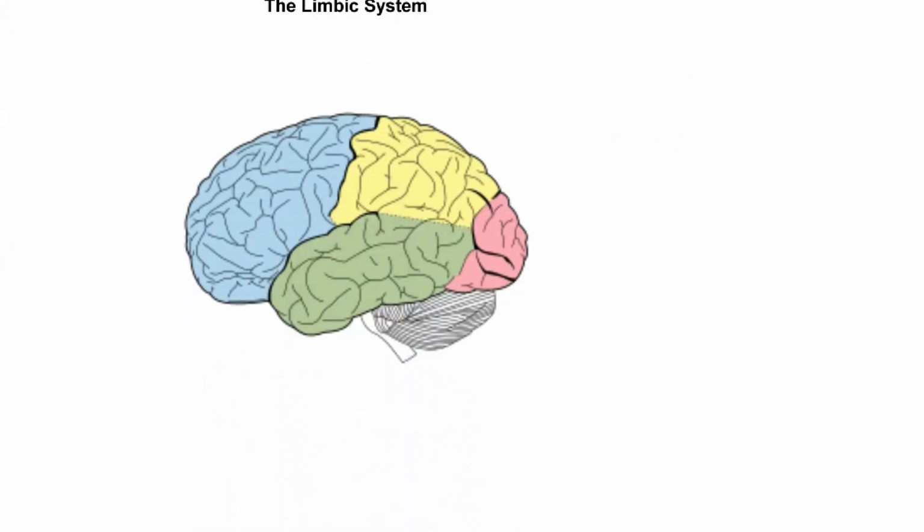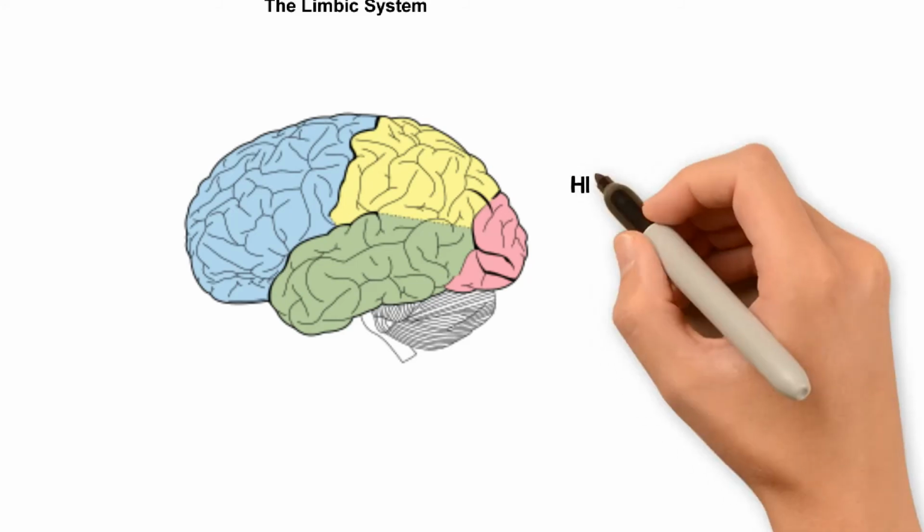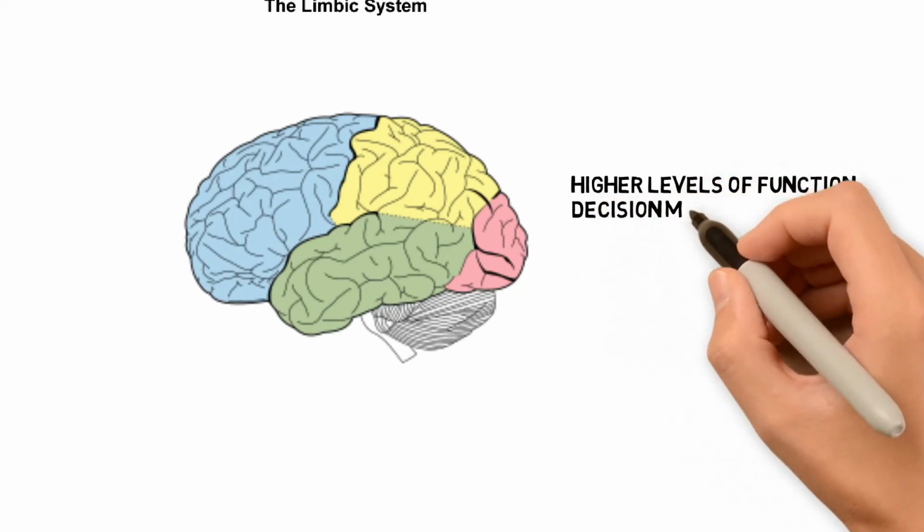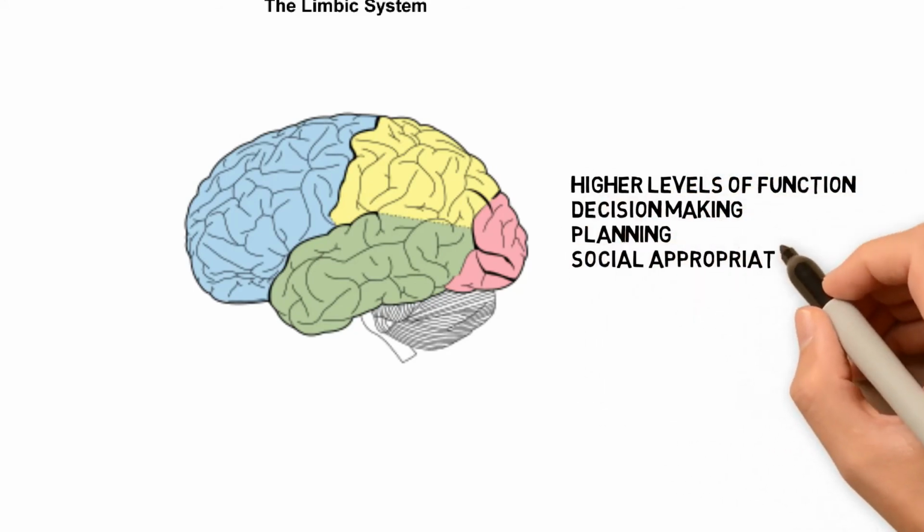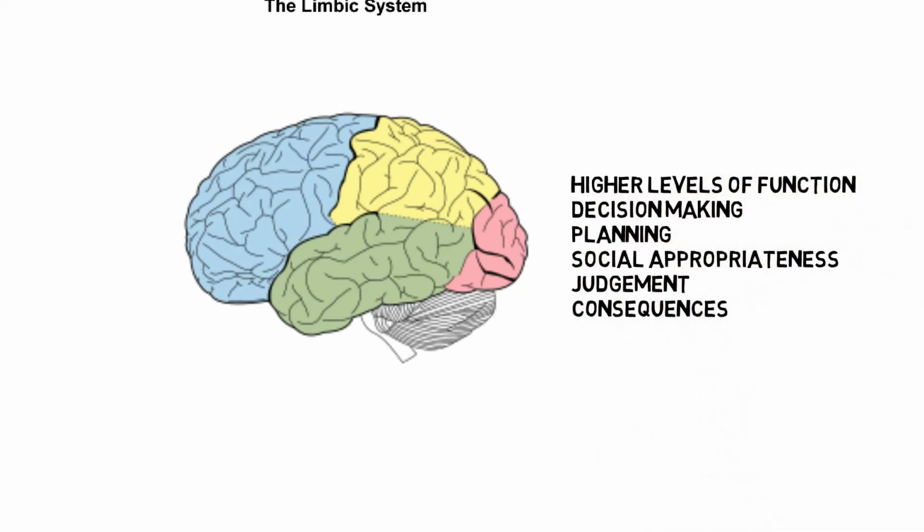The new mammalian brain is called the neocortex. This is the frontal, parietal, temporal, and occipital lobes of the brain. This section of the brain drapes itself over the paleocortex and the archicortex. This part of the brain covers the higher levels of function, such as decision-making and planning, social appropriateness, judgment, and consequences. It is the most fully developed in the human.